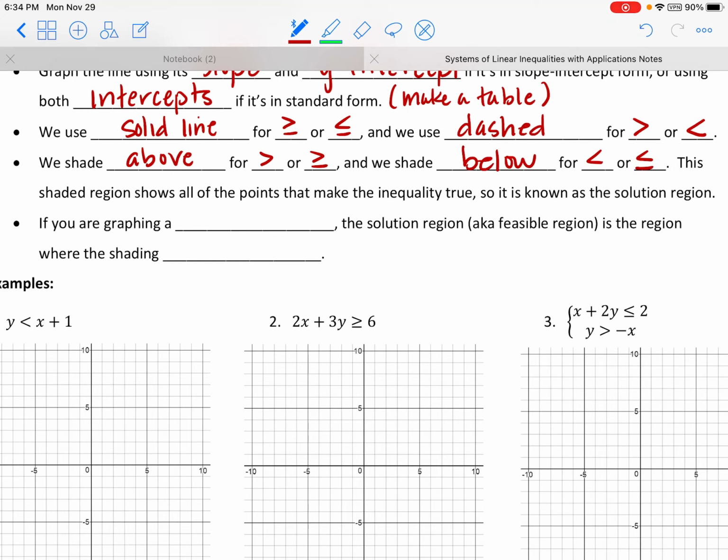So graphing is the only way to show the solution region for a linear inequality. It's the only way to capture all of the points. And if you're going to graph a system, which is sort of the goal for this module, then you're going to be graphing more than one at a time. So the solution region for your system is going to be where the individual solution regions overlap, where the shading overlaps. And I'll show you with an example.